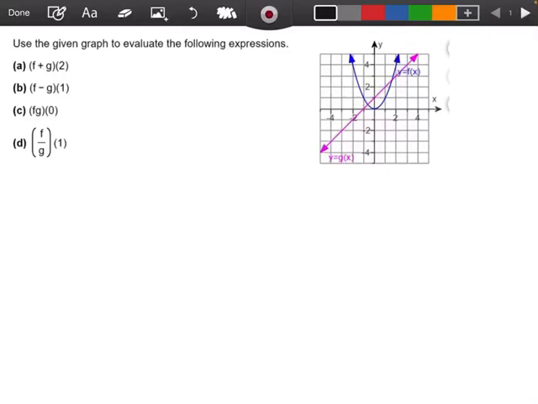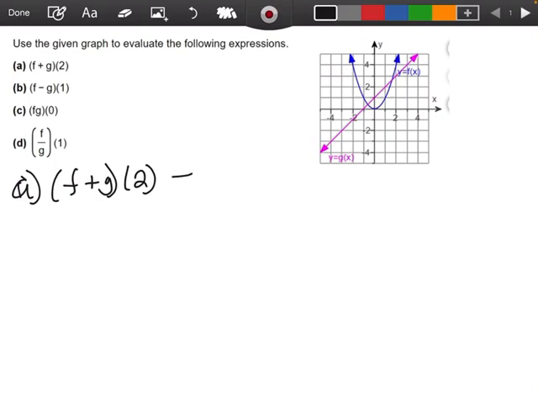So y'all, this is a homework question from the review for the final. One of our classmates asked if I could go through this problem, and I'm happy to do so. So let's do part A, y'all. Part A says, can we find f plus g of 2?